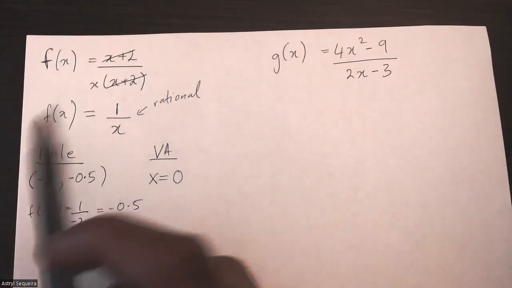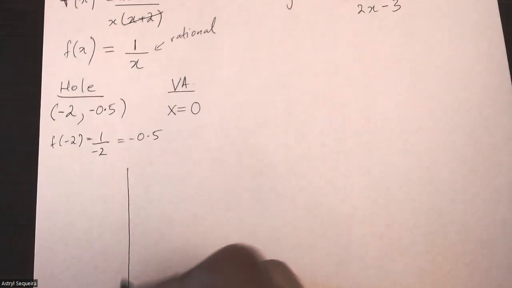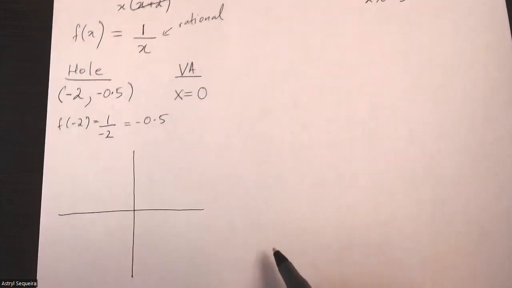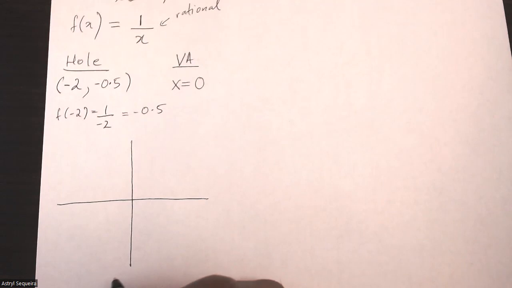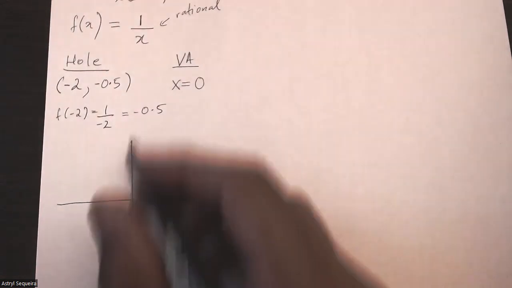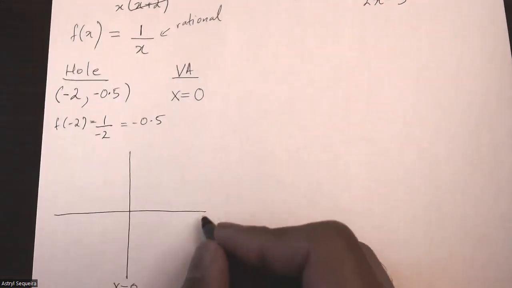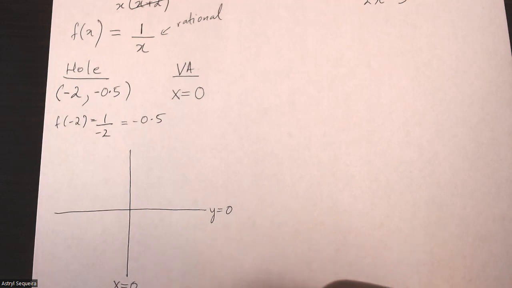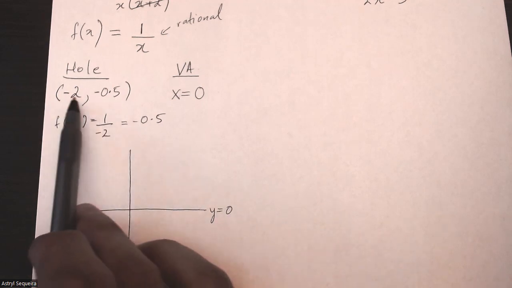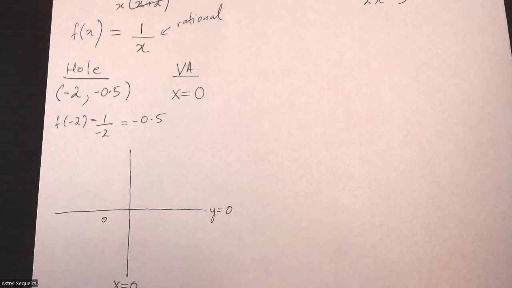So now using this information, I can sketch out this function over here. The first thing you always want to do is label your vertical asymptote, which is that x equals 0. So that's just on the y-axis right over there. For rational functions in grade 11, we can always assume our horizontal asymptote is at y equals 0. And then I have a hole at -2 and negative 0.5, which is approximately over there.